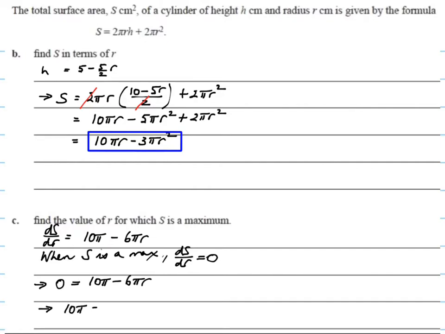And what do we get? We get that, and then we cross out the pi's, and then we get r will be 10 over 6, but that's not the end. Don't leave it like that or you'll lose your answer mark, because there's a very simple cancellation to do there, which will be 5 over 3, and that's the answer.